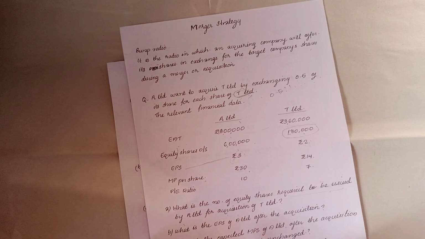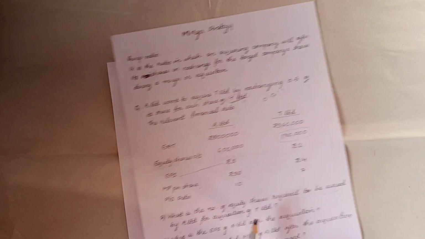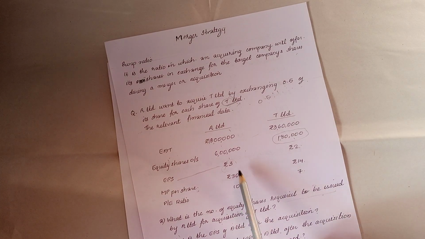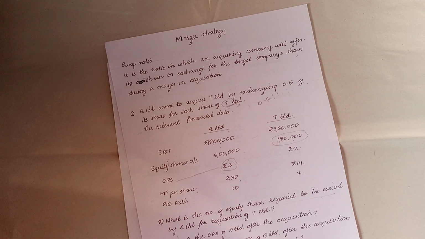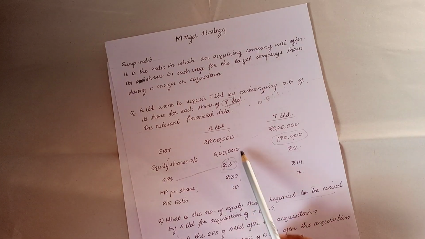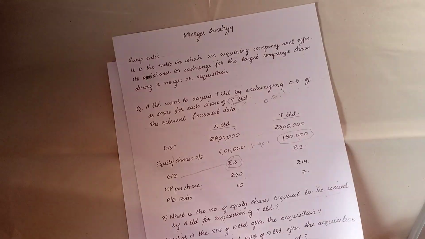The next question is, what is the EPS of A Limited after the acquisition? Before acquisition, the EPS is 3. We have already seen this in the question. So what is the EPS of A Limited after acquisition? After acquisition, the company's earnings will change and the number of shares will change. How has the number of shares changed? Because A Limited issued 90,000 extra shares, right? So they already have 6 lakh shares plus the newly issued 90,000 shares.